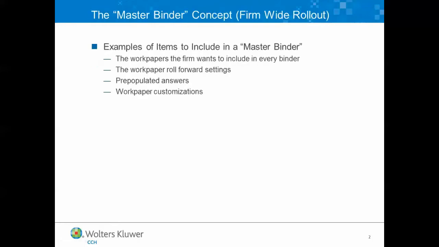As a best practice, a firm typically creates a master binder before the firm-wide rollout that includes the following: the work papers the firm wants to include in every binder, the work paper roll-forward settings, pre-populated answers, and work paper customizations. It's also important to ensure that binders are as consistent as possible, as consistency breeds efficiency in any new software implementation and firm-wide rollout.